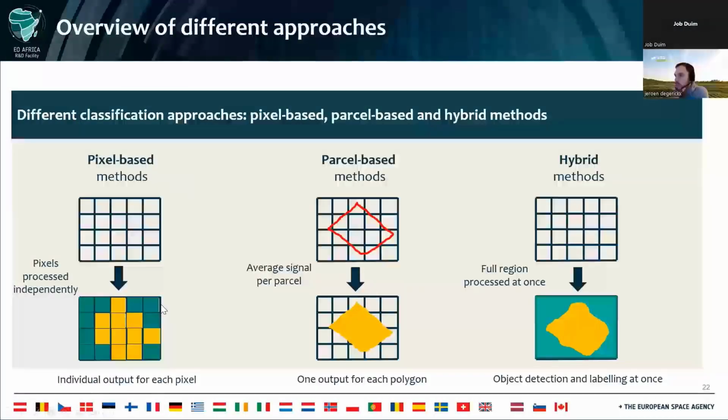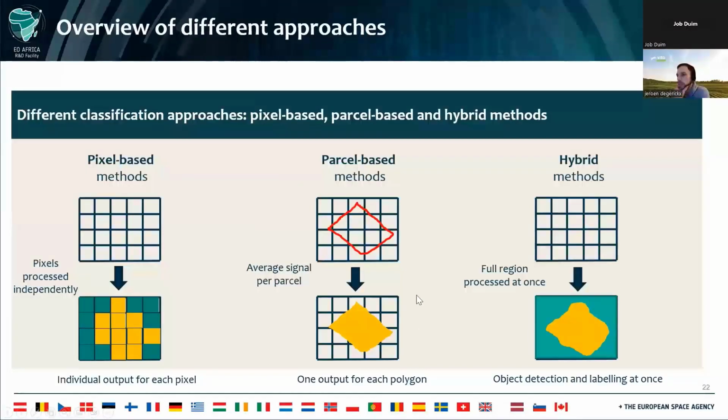So that's the pixel-based approaches. Highly interesting if you're actually interested in what is going on inside your parcel. So if you're interested in the variability within your field, then obviously you should have a look into pixel-based approaches.